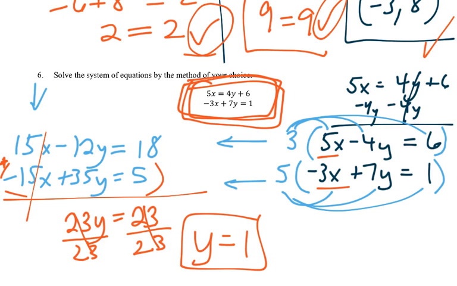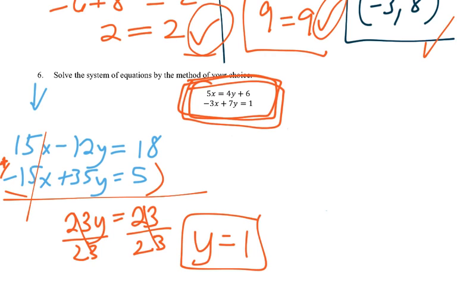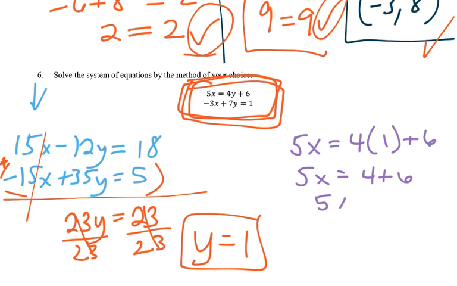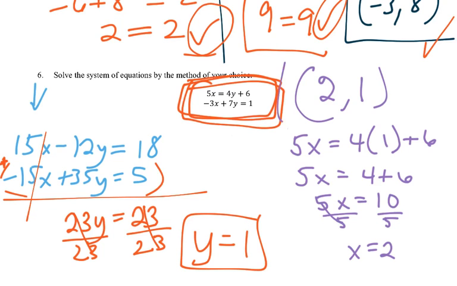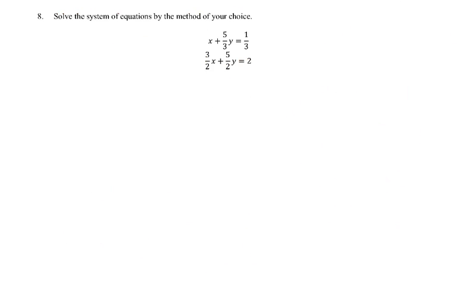I get to pick which one I'm going to solve for x on. I'm going to erase to clear up some space. I'm going to substitute in my y value, y equals 1, into the first equation. So we have 5x equals 4 times 1 plus 6. So then I get 5x equals 4 plus 6. 5x equals 10. Divide both sides by 5 to solve for x, and I get that x equals 2. So my coordinate pair is 2, 1. And then you can use the method that we showed earlier to check your answer.